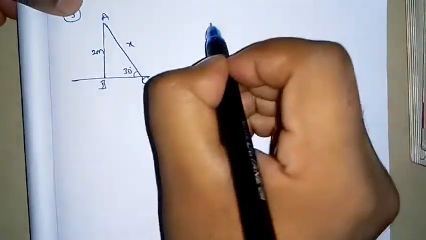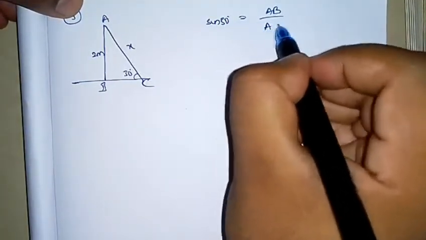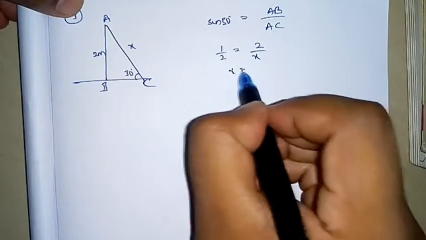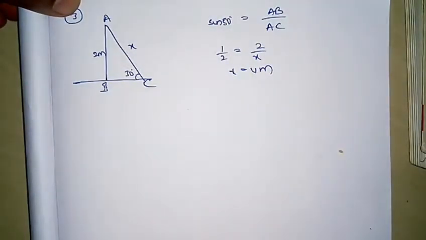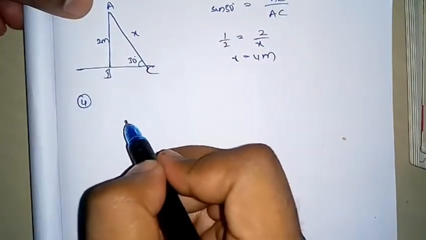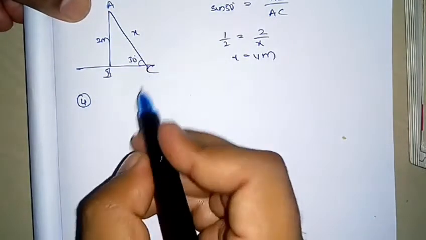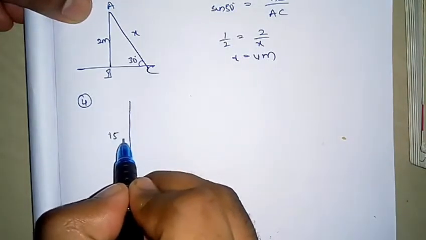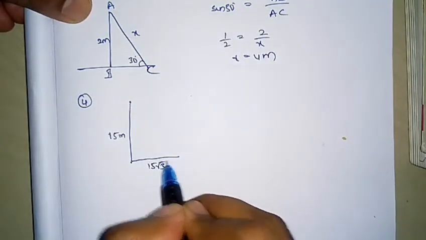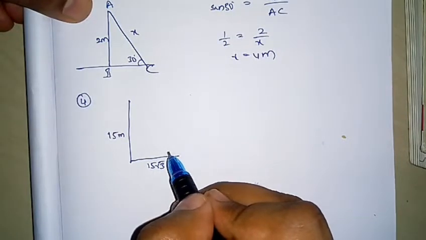Let this be x. So sine 30 degrees is equal to, now we said, AB by hypotenuse AC. 1 by 2 is equal to 2 by x. So x is equal to 4 meters. Fourth question. Length of a shadow of a 15-meter high pole is 15 root 3 meters at 7 o'clock in the morning. So there is a 15 meters pole and its shadow is 15 root 3 meters in the morning. What is the angle of elevation of sunrise with the ground at this time?